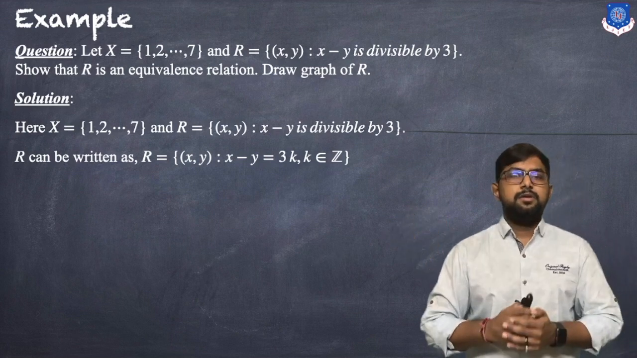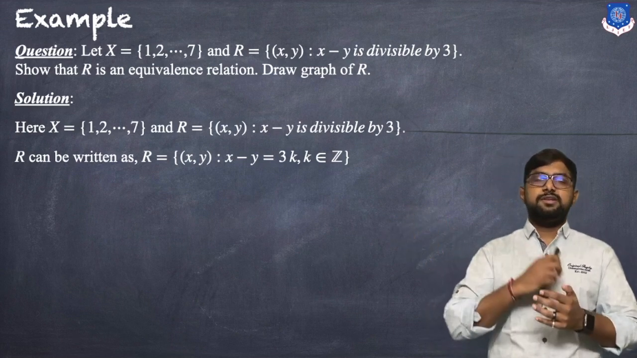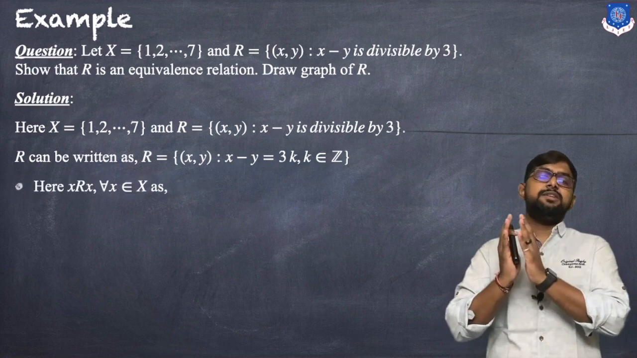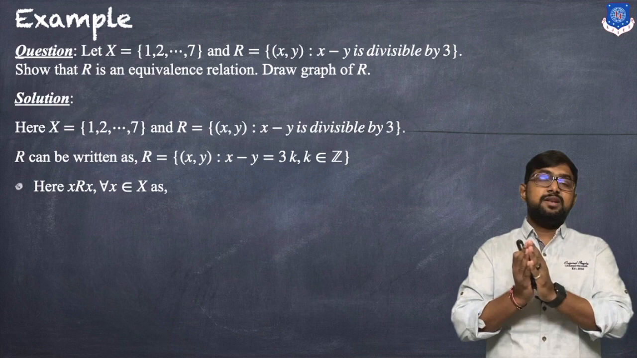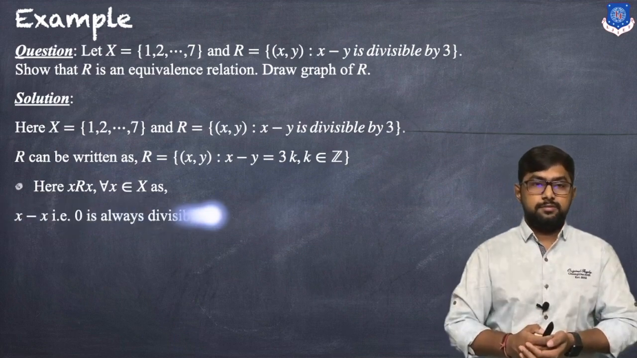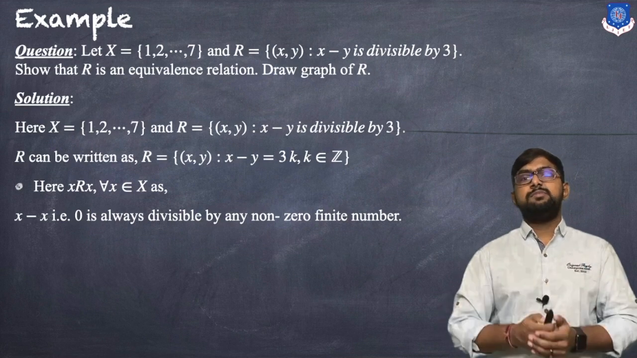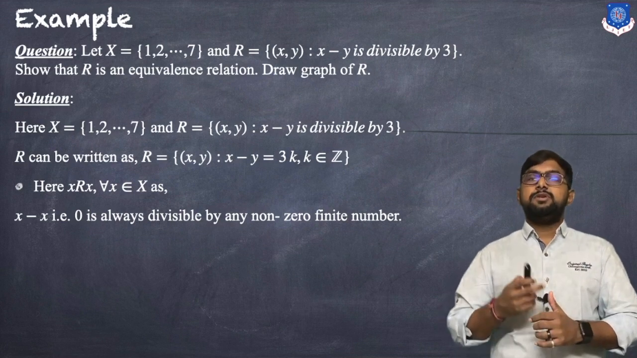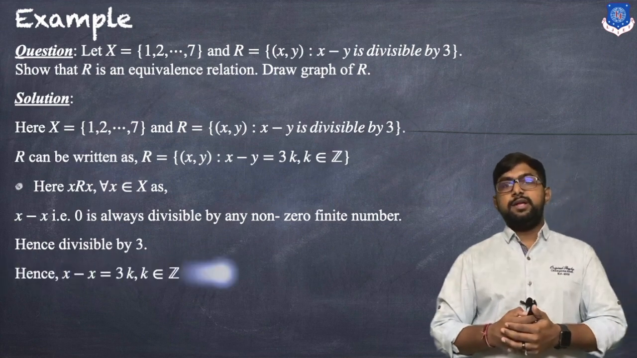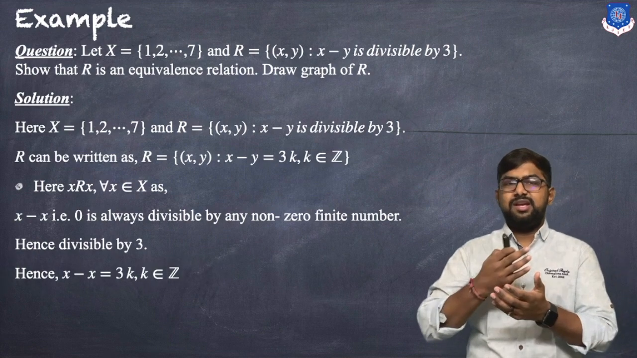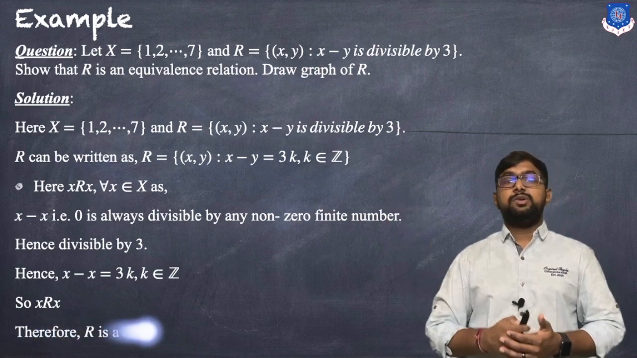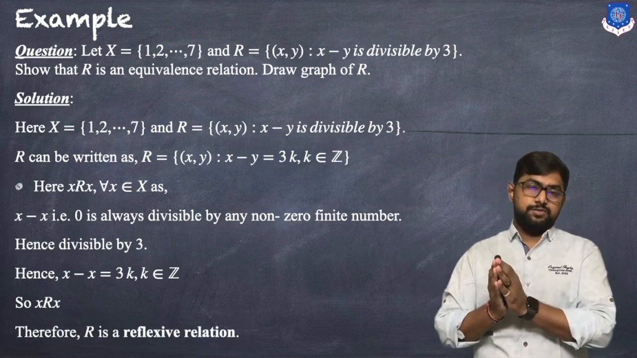Both are same. Now for reflexivity, here x is related to x for every x belongs to X. Why? Because x minus x equals 0, and 0 is divisible by everything. So 0 is always divisible by a non-zero finite number. So it is divisible by 3. So hence x minus x equals 3 times k, k belongs to Z. So it is related to itself. So hence we can say that R is a reflexive relation.